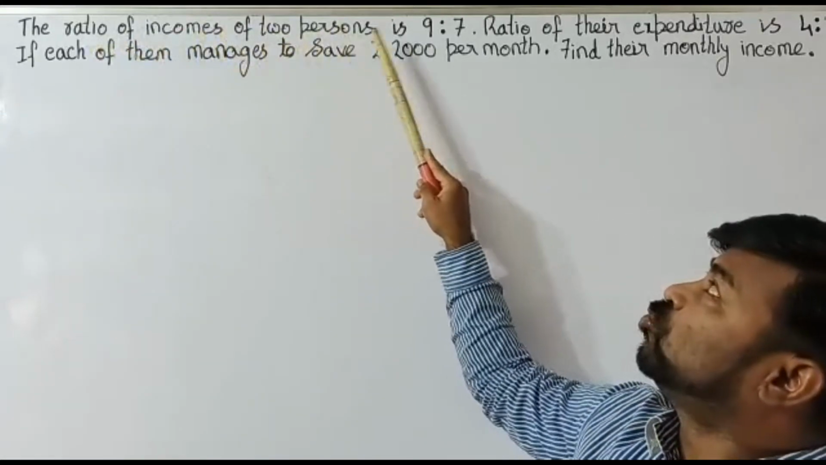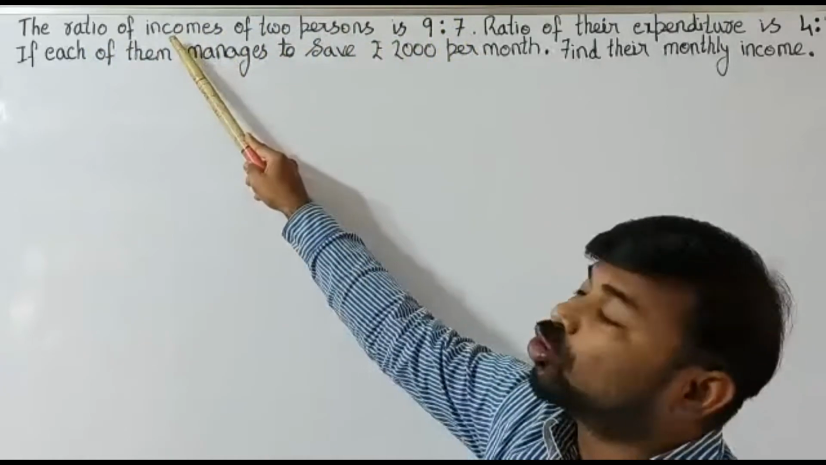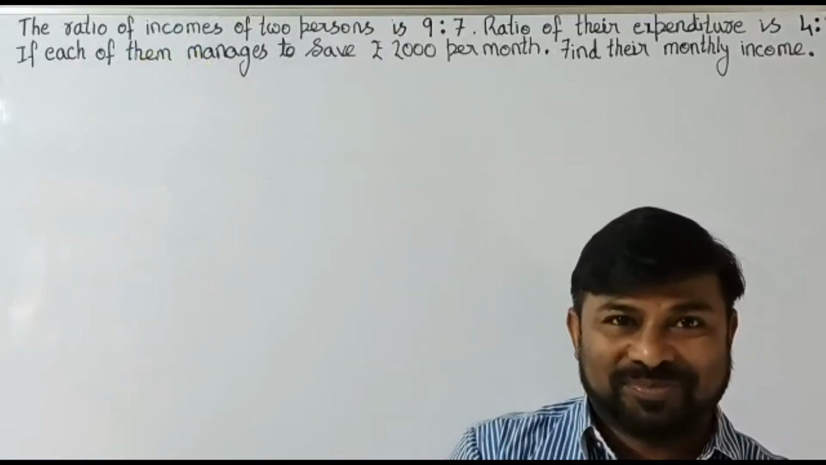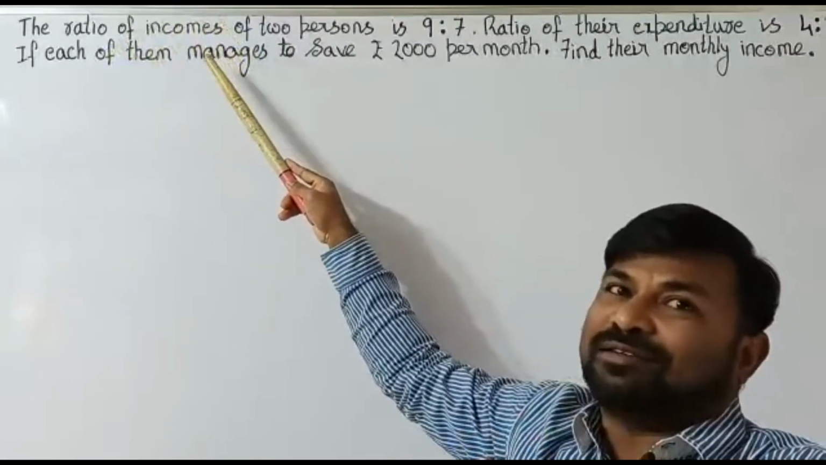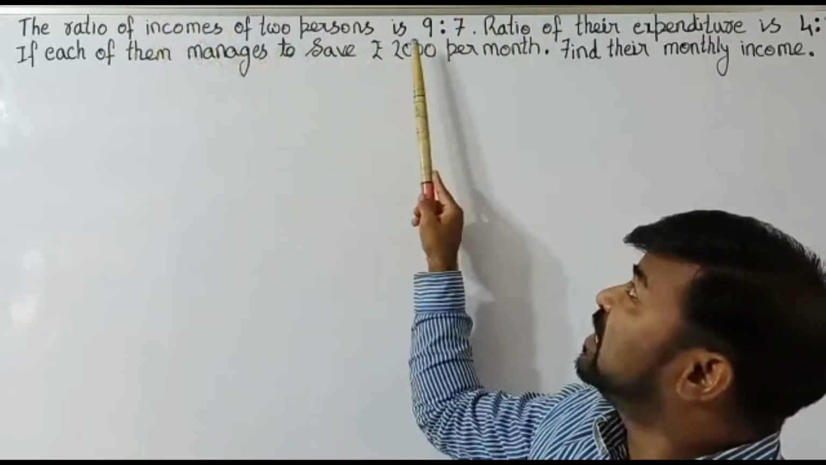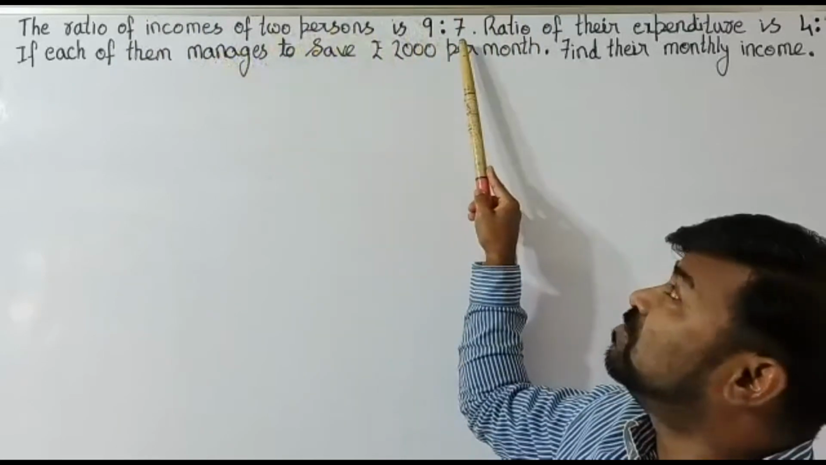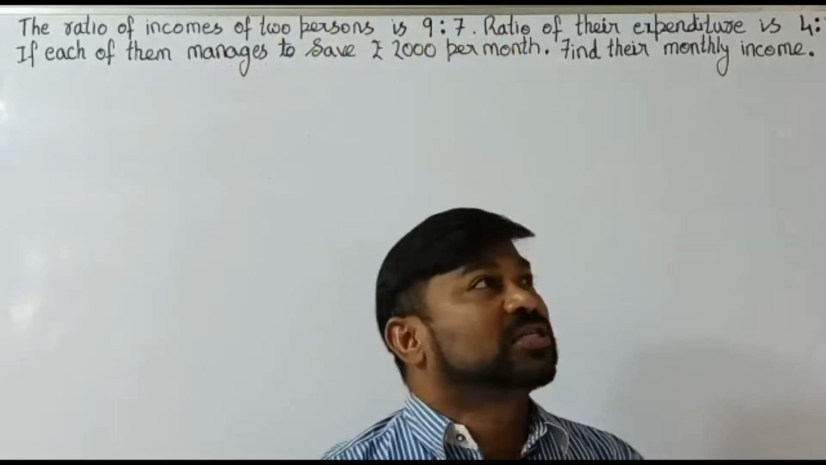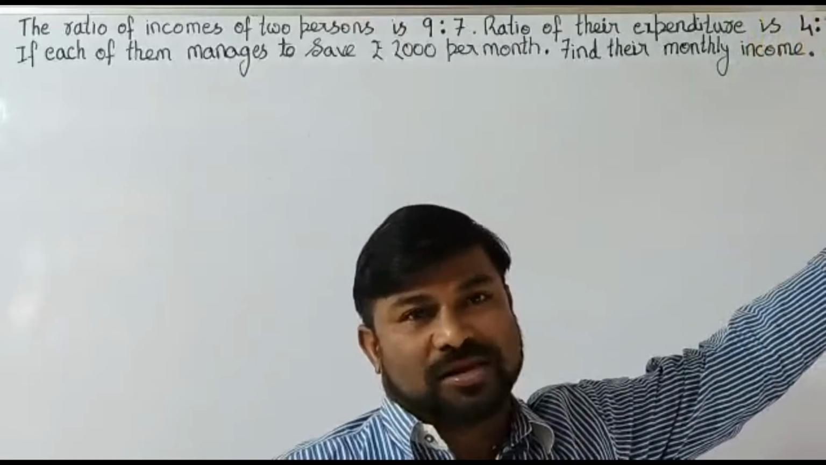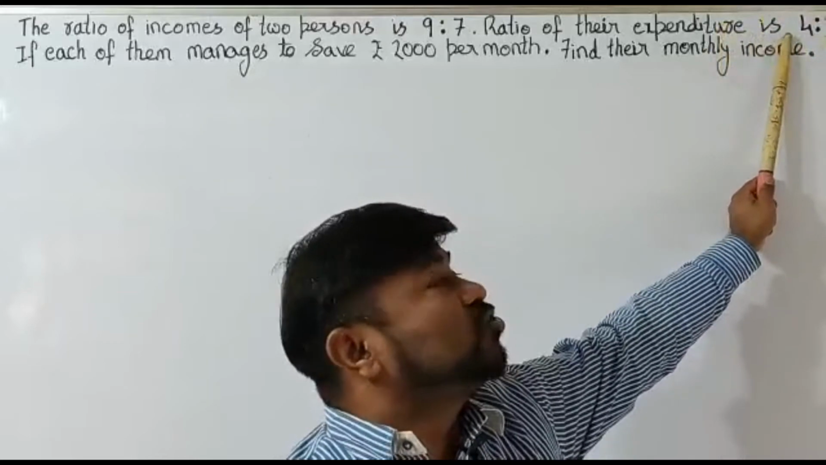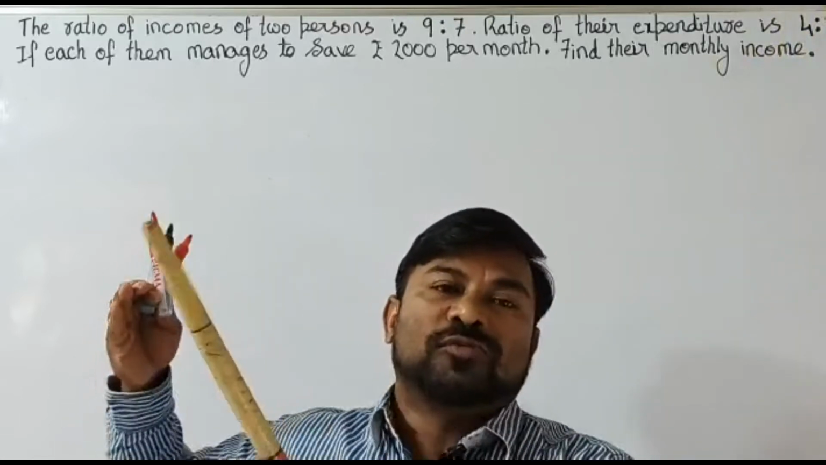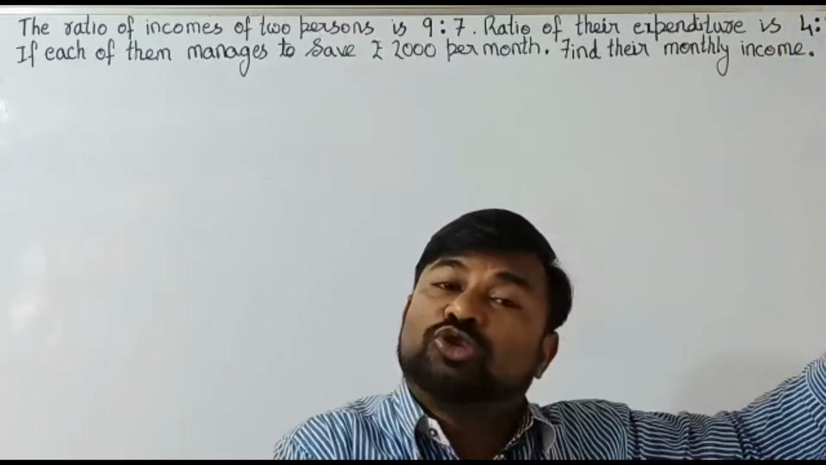The ratio of incomes of two persons is 9:7. Let us take the first person as A and the second person as B. So the ratio of their incomes is 9:7, which means A's income is in the ratio of 9 and B's income is in terms of 7. What else does he say? The ratio of their expenditure is 4:3. That means A's expenditure is 4 and B's expenditure is in the ratio of 3. So we got the ratios of incomes and the ratios of expenditure.